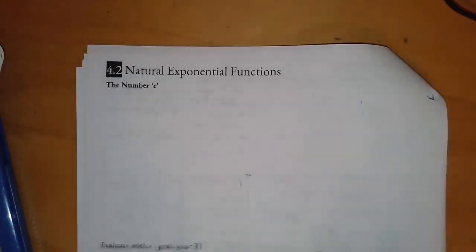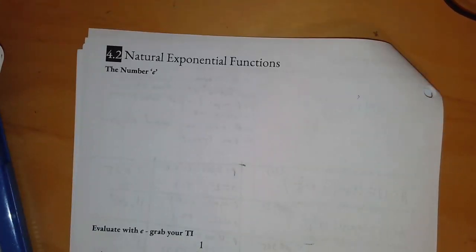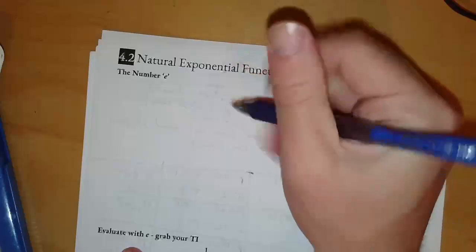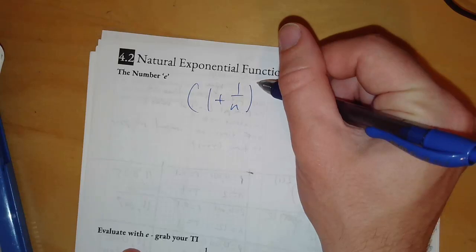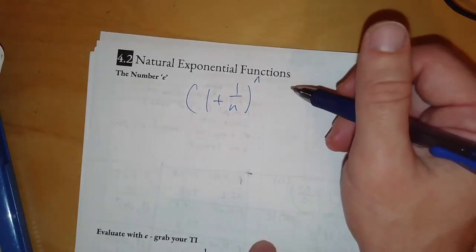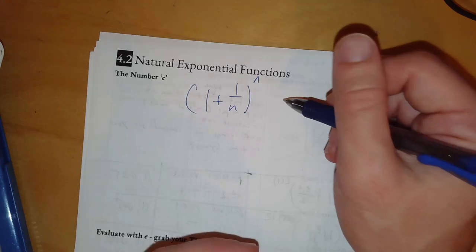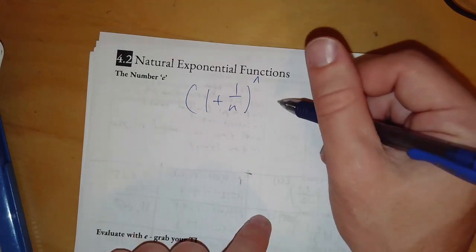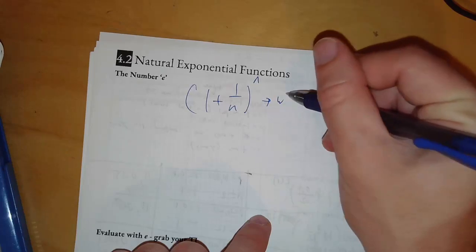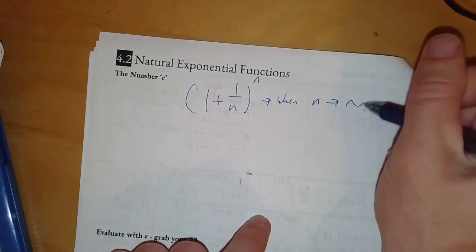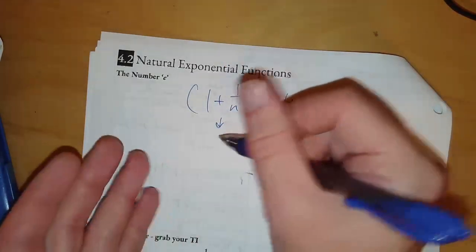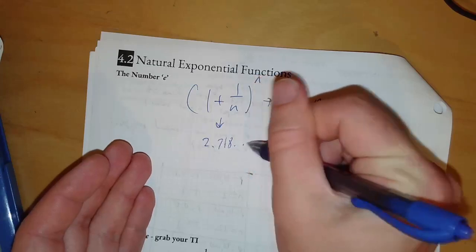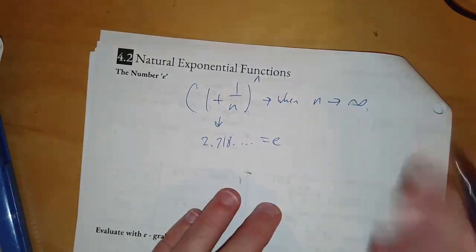Okay, so we're here. We're at the number E. E is this value when we take 1 plus 1 over n to the power of n, and we're plugging in a massive number. We're saying, what happens when n approaches infinity? Well, this approaches the number 2.718..., and that number is E, or Euler's number.